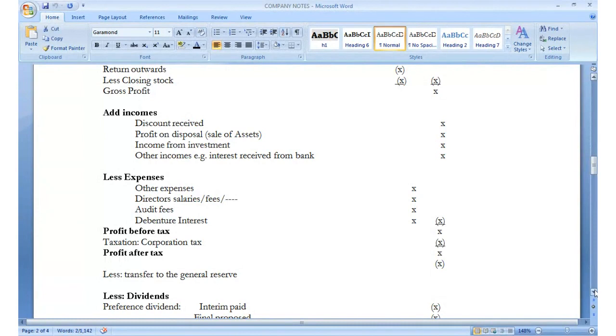Remember, this is the profit that the company has made. If, for example, you have made 10 million, then you less tax, maybe you are supposed to pay tax of 1 million. So what we are left with is a profit after tax of maybe 9 million.